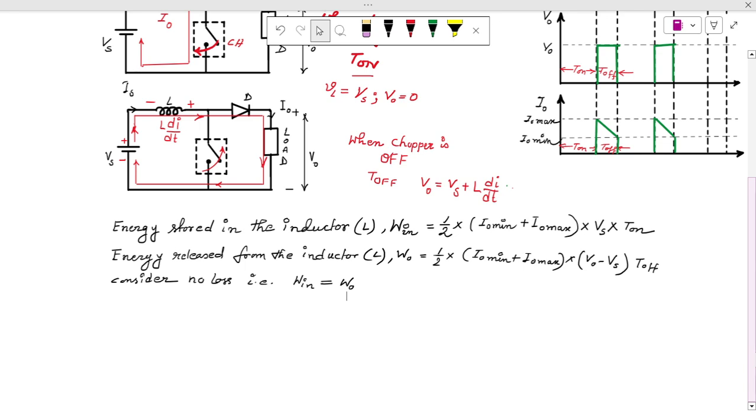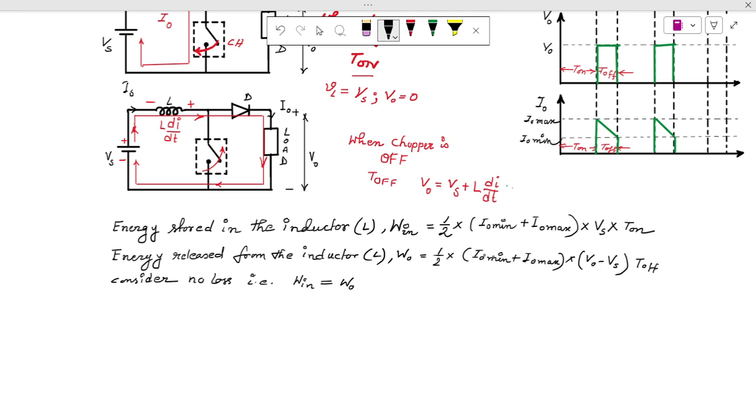The amount of charge being gathered equals the amount of charge being released. That means the total amount of energy gathered is equal to the total amount of energy released. There is no loss; no energy goes missing anywhere. So this will be W in and W out.